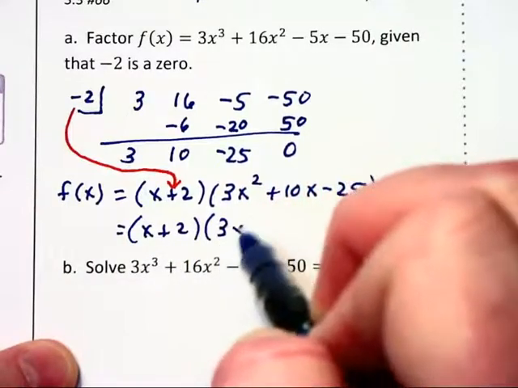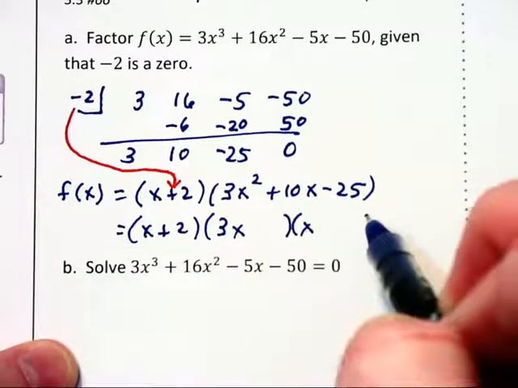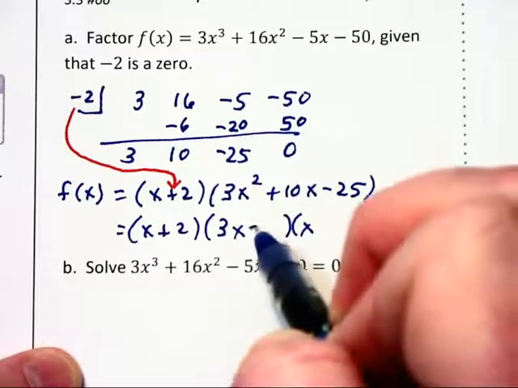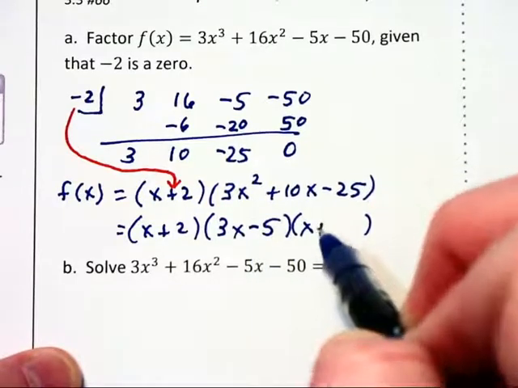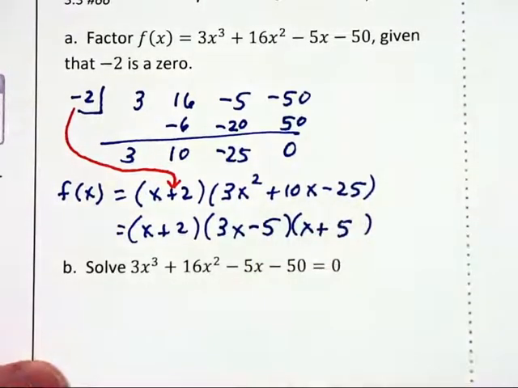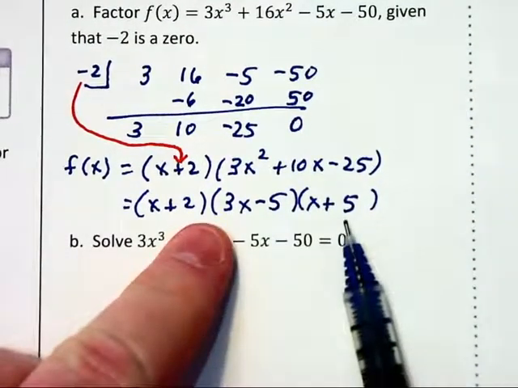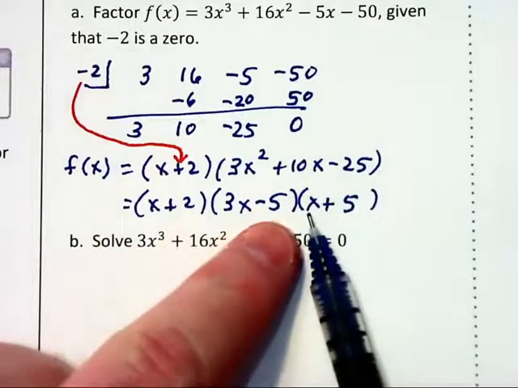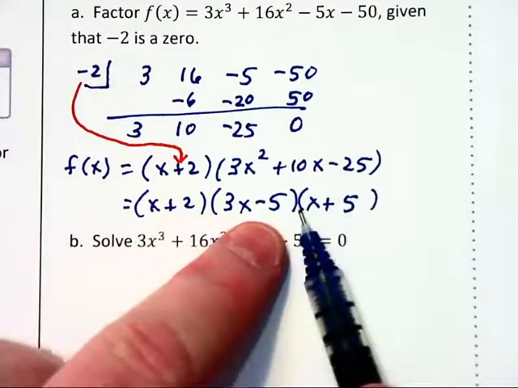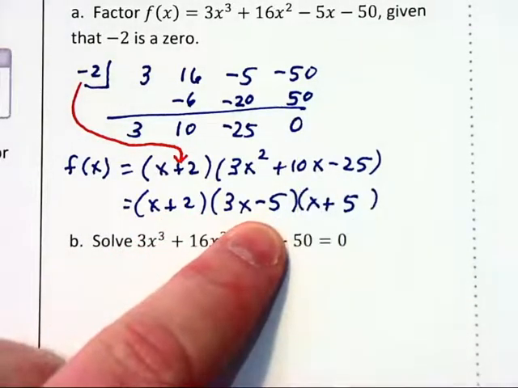We know we're going to have a 3x and a 1x, and it turns out it's 3x minus 5 times x plus 5. If you check all your terms of FOIL, you will see that we have an outer term of positive 15, inner term of minus 5, and 15 minus 5 makes that 10 in the middle.